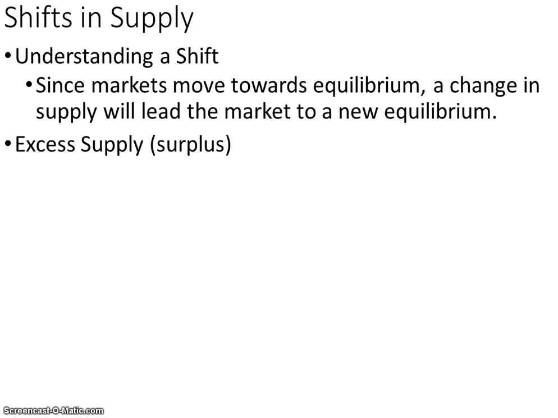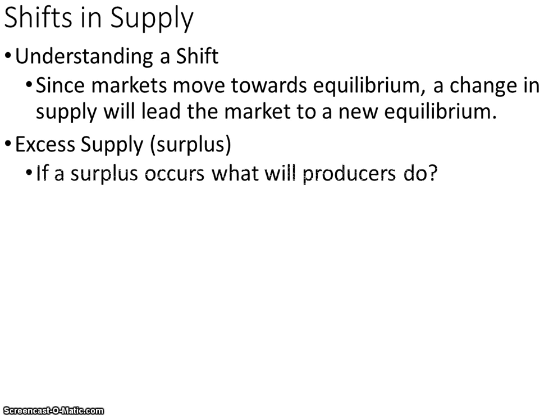When there's a shift of supply to the right, an increase in supply, you are going to see an excess of supply, which is a surplus, like we've discussed before. So let me ask you this. If you were a producer, what would you do if you had a surplus? So if a surplus occurs, what would producers do? Put yourself in the position of a producer. What would you do?